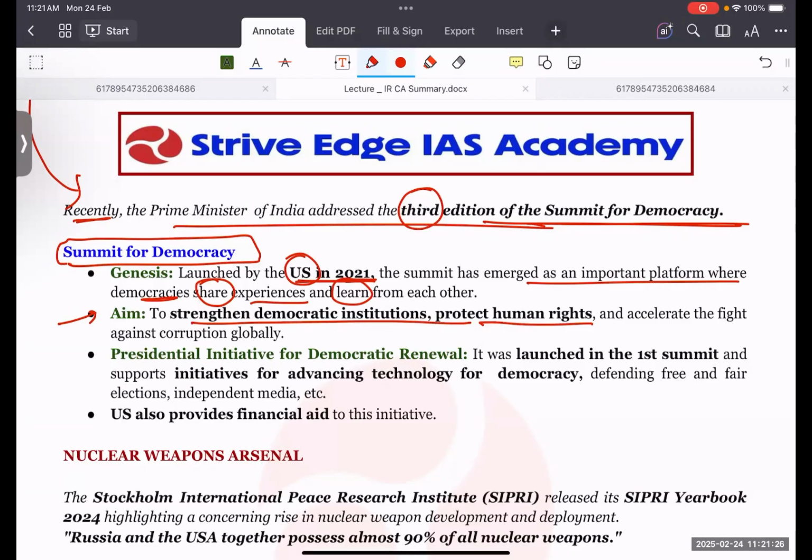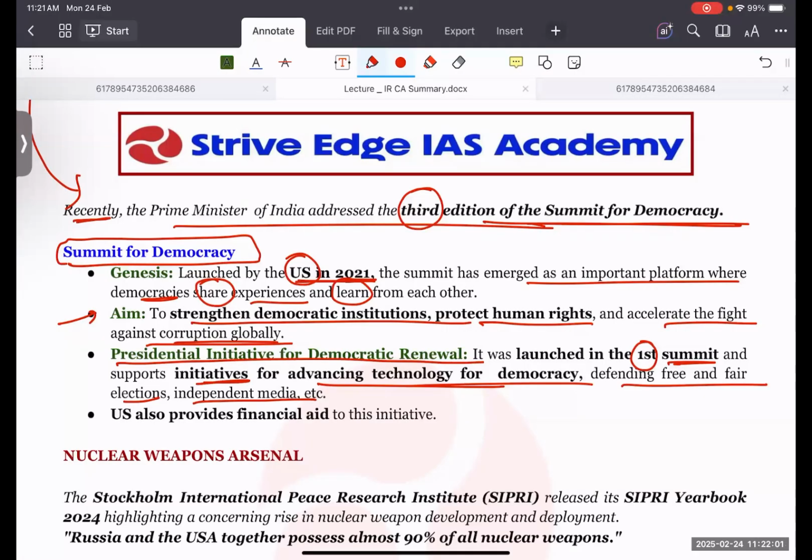And then here, the Presidential Initiative for Democratic Renewal was launched during the first summit, and it supports initiatives that advance technologies for democracy, defend free and fair elections, and support independent media. What are all these mechanisms? These are all involved in a proper democratic setup: free and fair elections, independent media, all these things.